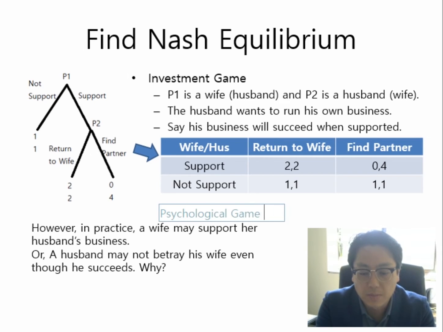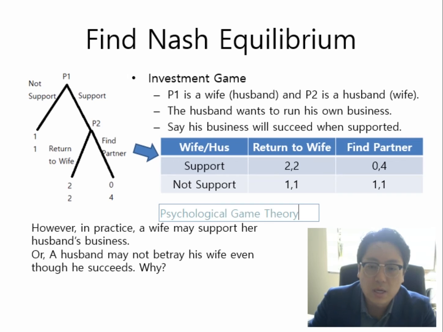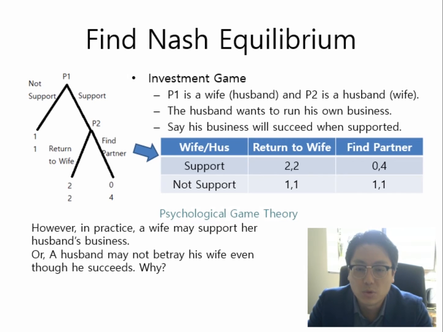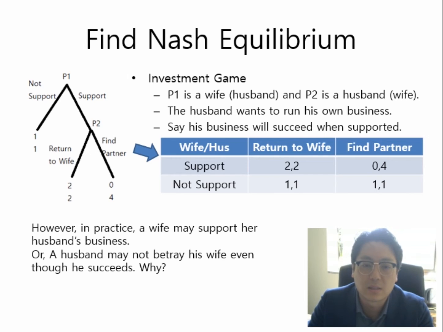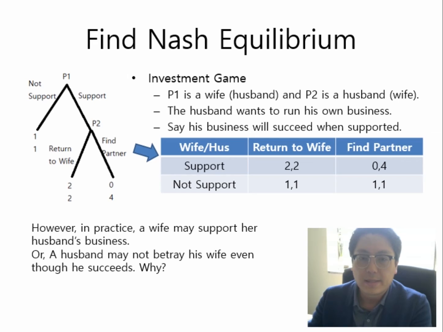Psychological game theory deals with emotions, social norms, or people's expectations, and so on. However, that's too complicated, so I'm not going to talk about that here in this class. Okay, as I said, I just explained the first way to find an equilibrium in an extensive form game.